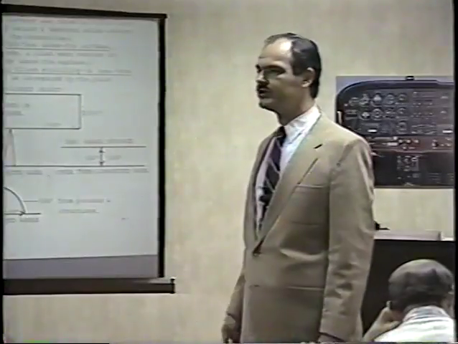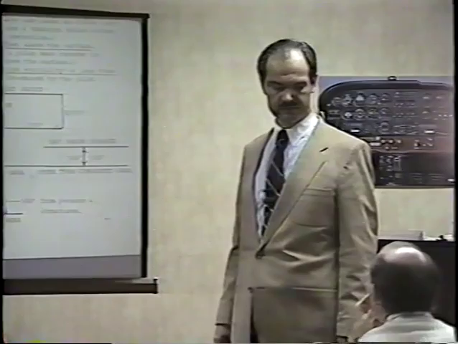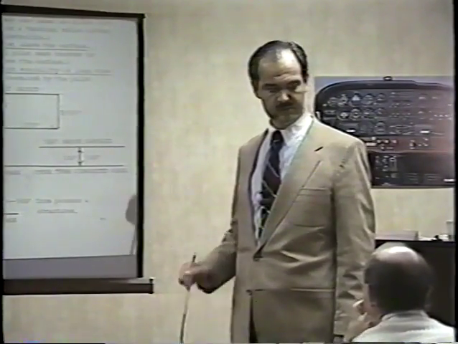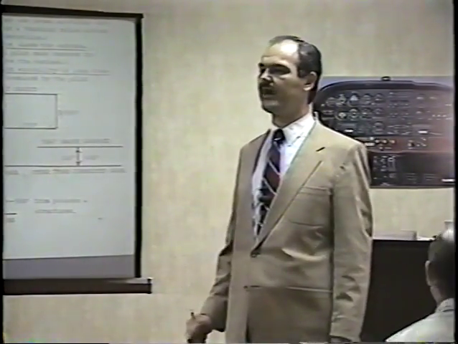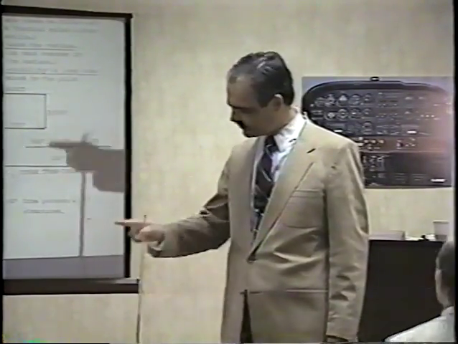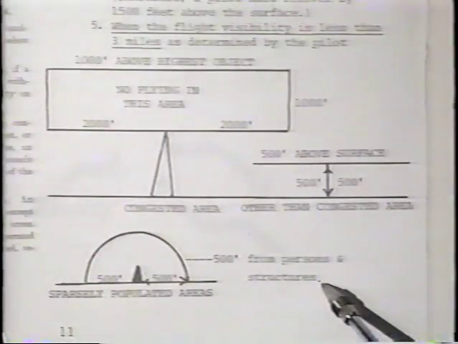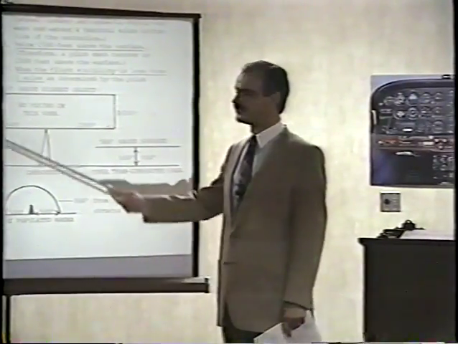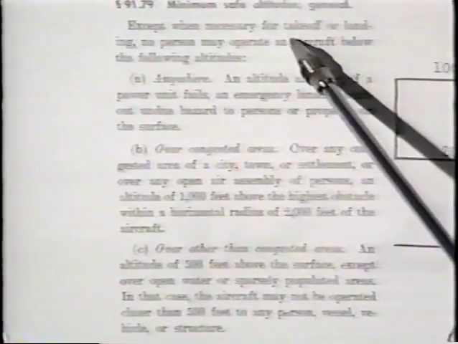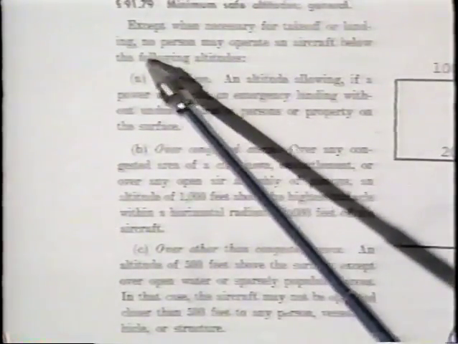Okay, how low could you go out over the ocean? You could go right down to the water. How low could you go out over Lake Michigan? Right down to the water. But you have to be 500 feet from persons, vessels, vehicles, or structures. By the way, there's a special exception that says this doesn't apply when you're doing takeoffs and landings. In other words, you can go lower during takeoffs and landings.